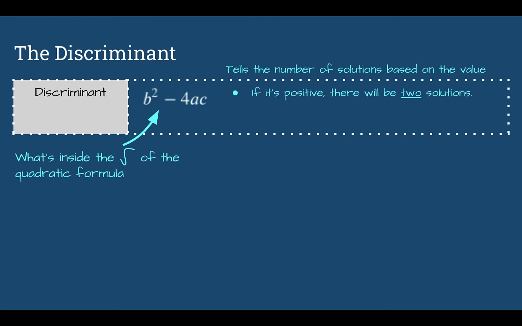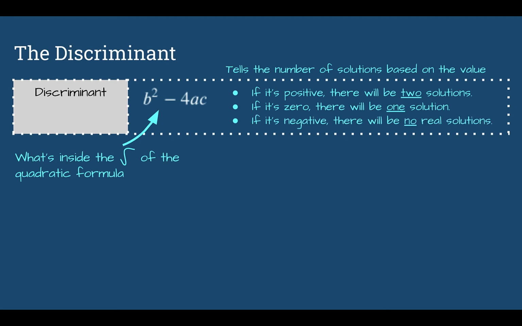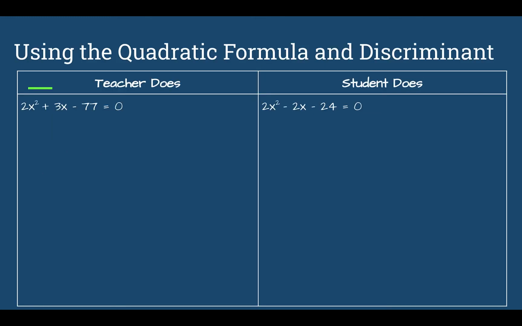After you plug in a, b, and c and simplify it out, if your answer is positive, there will be two solutions to your quadratic. If the answer is 0, there will be one solution. And if the answer is negative, there will be no real solutions. So we will see going forward that the discriminant will help us tell how many solutions we get, and we will use it as part of our quadratic formula. So let's get into how the quadratic formula works here.